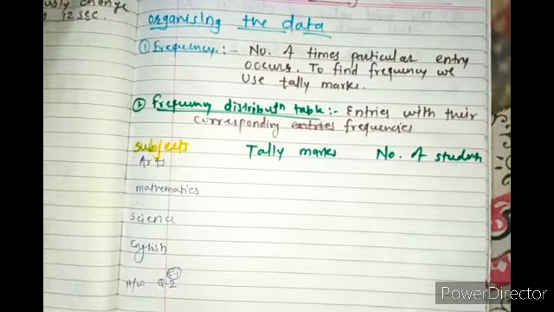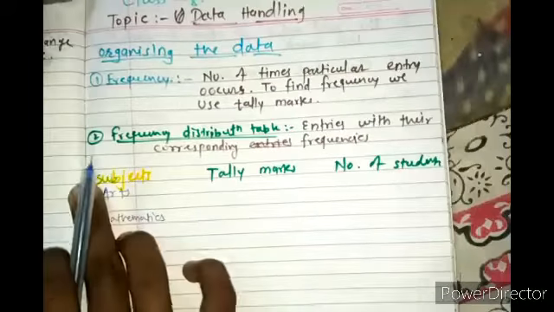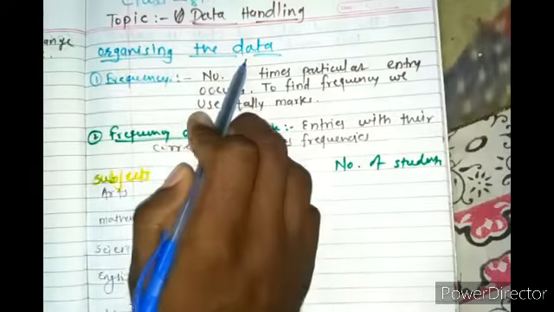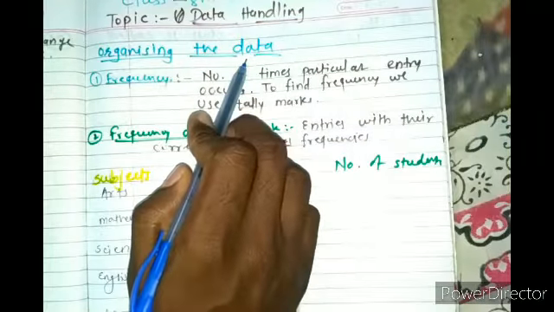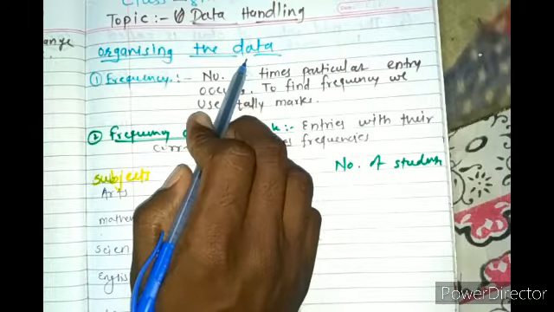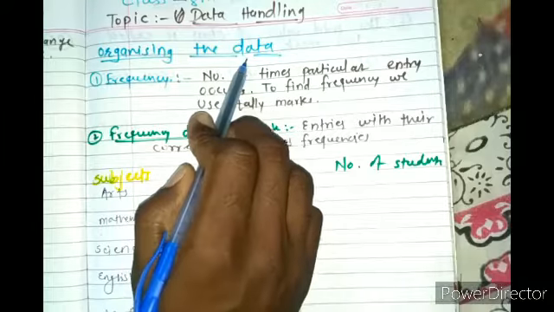Hello students. Now we are going to learn the next topic, that is organizing the data. How we can organize the data in a frequency distribution table. Yesterday we discussed the bar graph and the introduction of data handling.